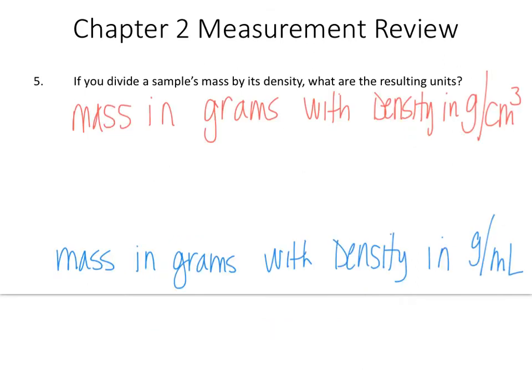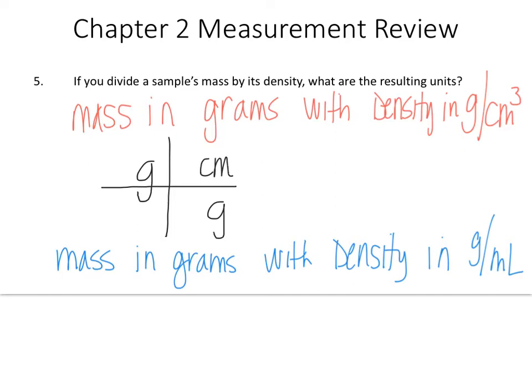So this is just giving us a basic problem. If we were to take a sample's mass and divide it by its density, what are the resulting units? So this would be a dimensional analysis problem. So we're going to just put in units and not numbers. So if we started with grams and we wanted to divide by its density, we would do our grid, and of course density would go on the bottom, and then the units would go on the top.